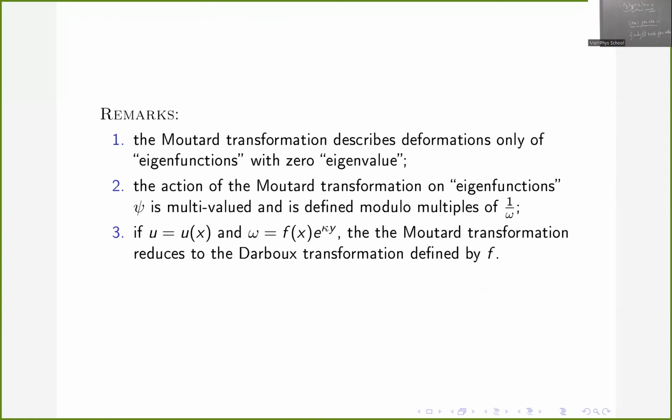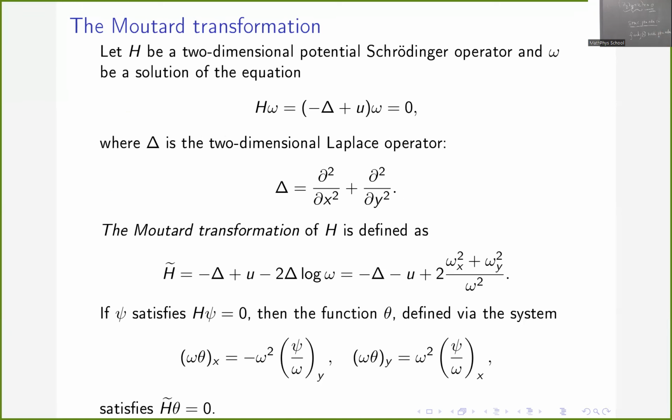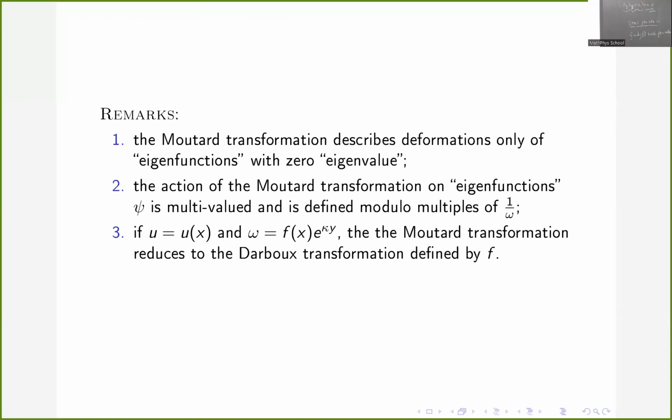You see, the Moutard transformation describes deformations only of the eigenfunction with zero eigenvalue. The Moutard transformation is multi-valued. It is defined modulo multiples of 1 over omega. That is due to this equation, to this product. And if u equals f of x and omega equals f of x times exponent kappa y, the Moutard transformation reduces to the Darboux transformation defined by L. So actually, the Darboux transformation was derived 6 years after that.